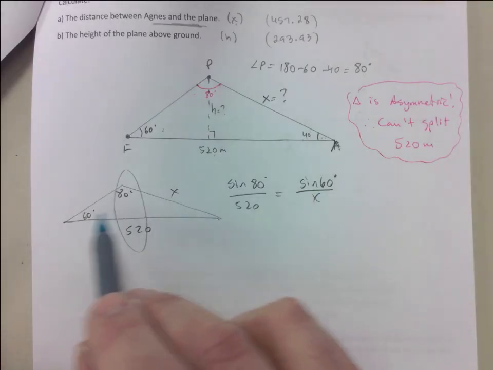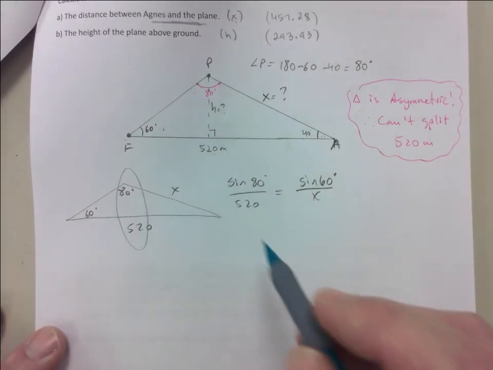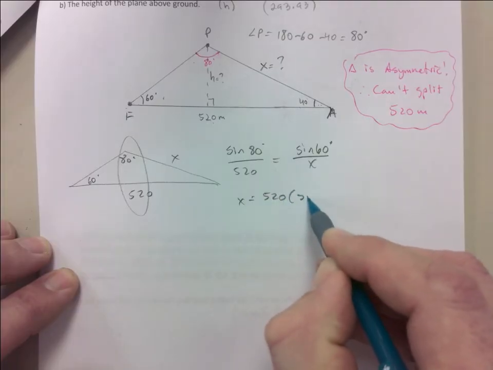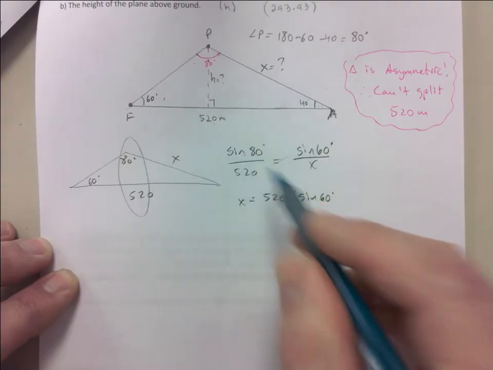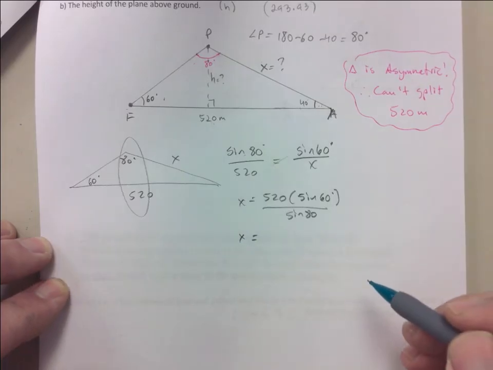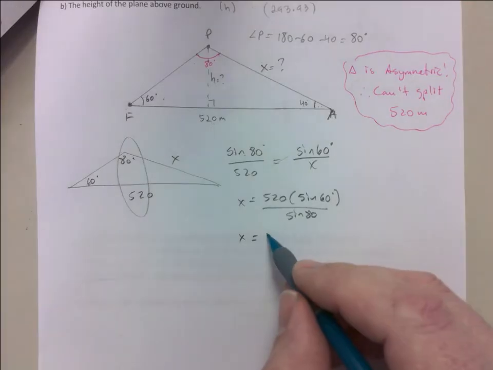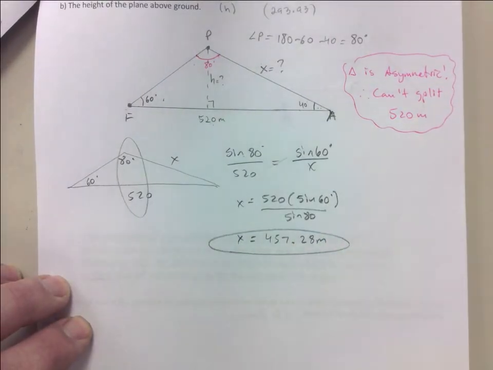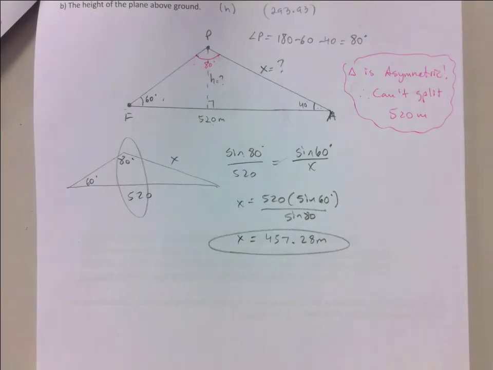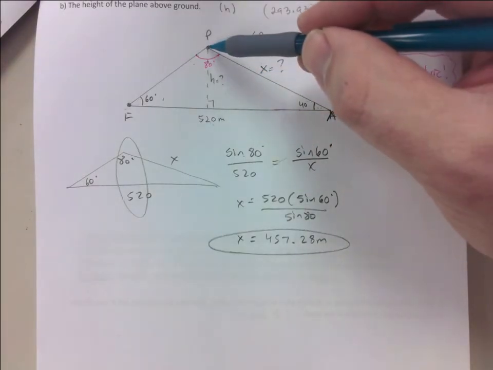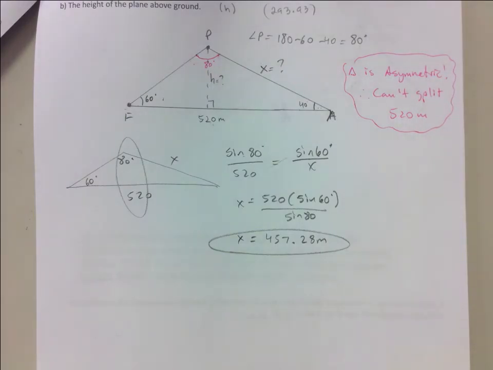That's something I need you to learn, because it's just one of those instances that requires more work. In this case, we can immediately figure out the side that is unknown, right? That they're asking us for. So here we go, 520 times sine of 60, right? Cross multiply, divide by sine of 80. And x is equal to, I won't have the calculator up front, but that's 457.28 meters. Okay. There you have it. So now we solved that side, right? Distance between Agnes and the plane. Yeah. So there we go.